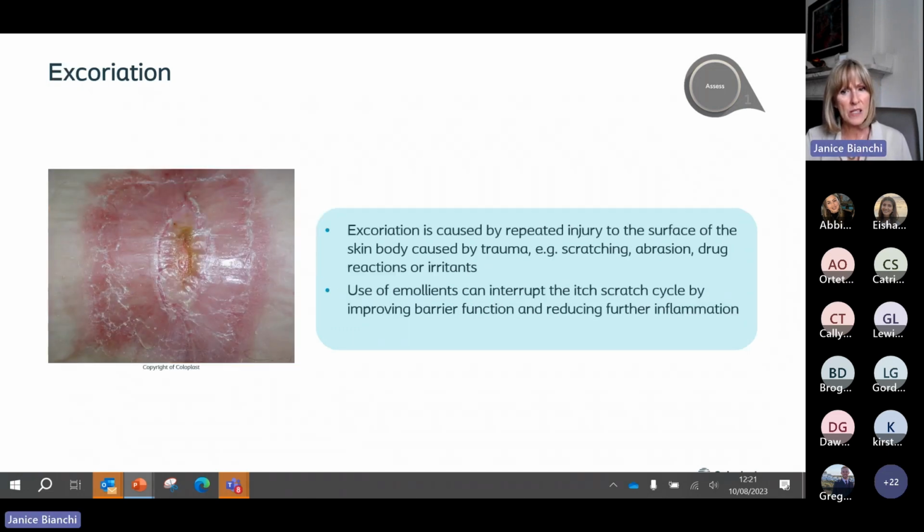Excoriation is caused by a number of things. It's caused by trauma, but that can be scratching, it can be abrasion, it can be a drug reaction, it can be irritants. But the key thing here is emollients, because this is going to be uncomfortable, it's going to be itchy. And emollients will reduce the inflammation, give the barrier, help to replace the barrier function in the skin and reduce the itch. So that helps to interrupt the itch, scratch, itch cycle.